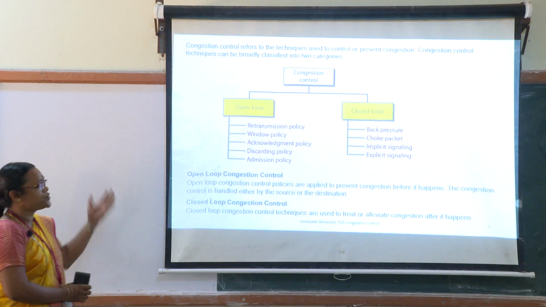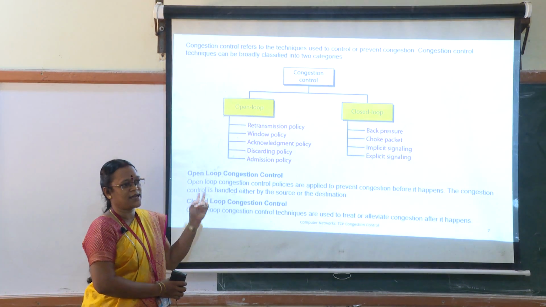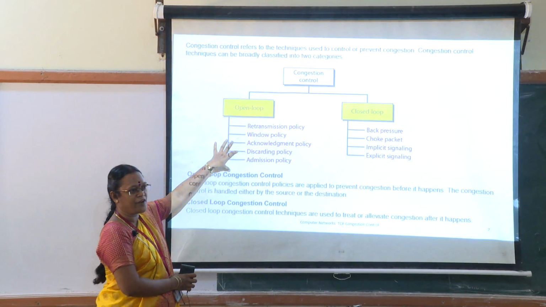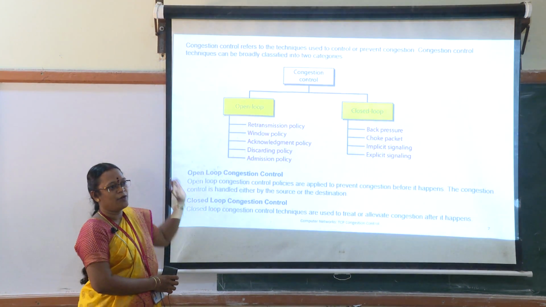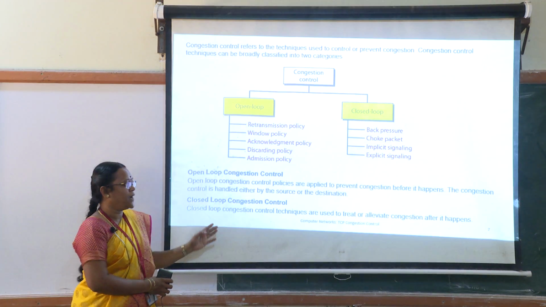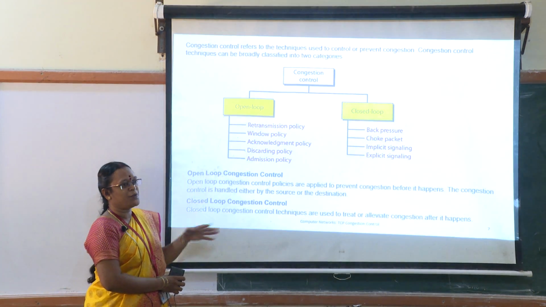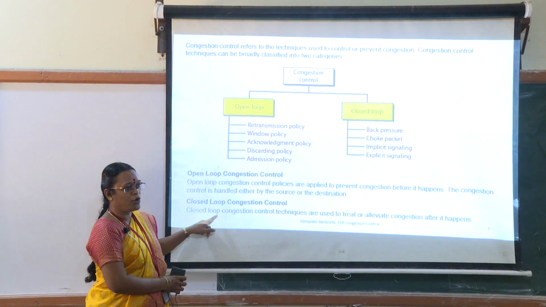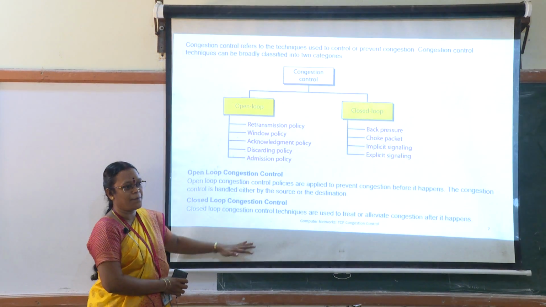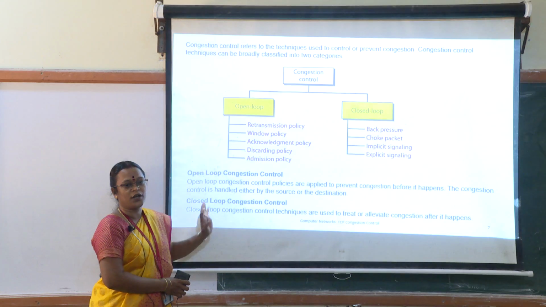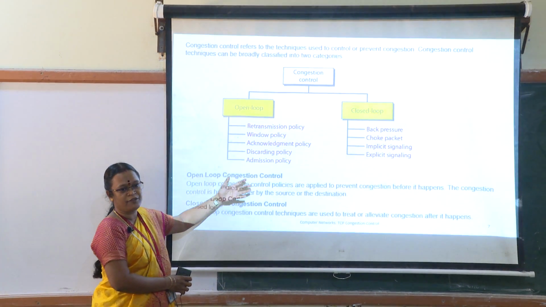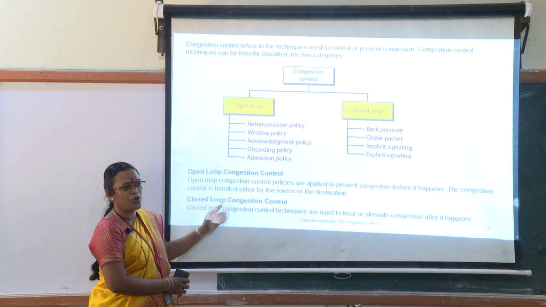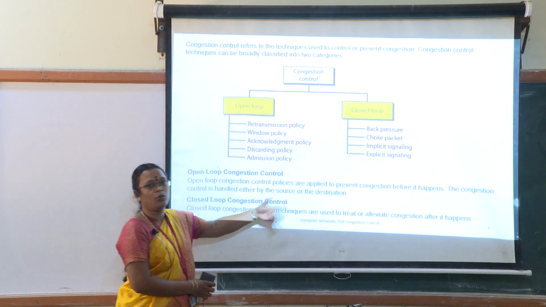Next, congestion control. Congestion control is classified into two types. One is open loop, another one is closed loop. In open loop you have 5 policies, in closed loop you have 4 things. What is open loop? Open loop is nothing but prevention, that is, before your congestion happens you want to prevent it, and that can be controlled by the open loop method. The closed loop method is, after congestion has happened, you try to avoid future congestion from happening. So open loop means you avoid it beforehand, and closed loop means after congestion we try to avoid future occurrences.